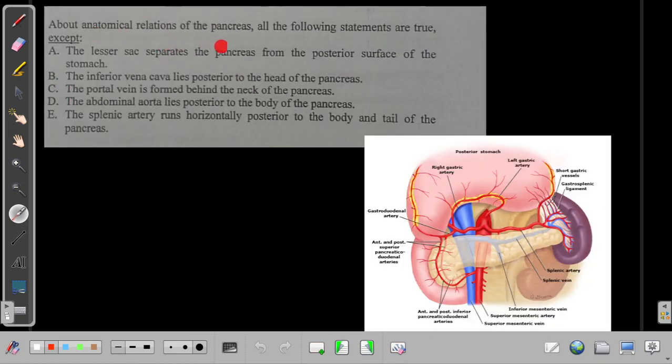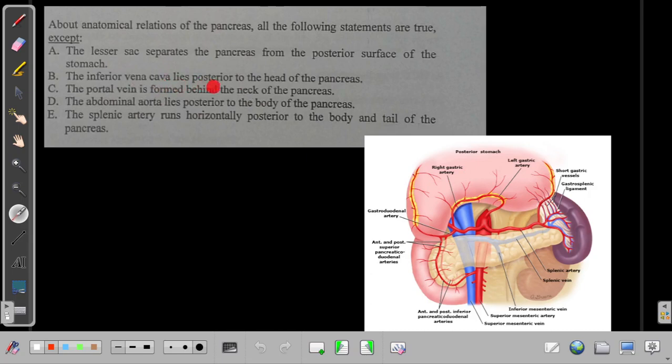About anatomical relations of the pancreas, all of the following statements are true except: the lesser sac separates the pancreas from the posterior surface of the stomach. That's true. This is the stomach. If we elevate the stomach and the greater omentum, we will find the pancreas in the stomach bed. In this area, there is a potential space called the lesser sac, and this lesser sac separates the pancreas from the posterior surface of the stomach.